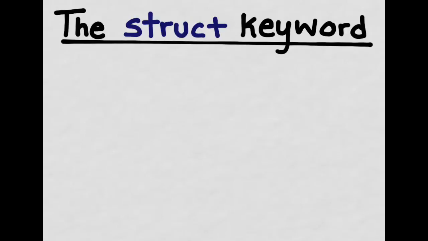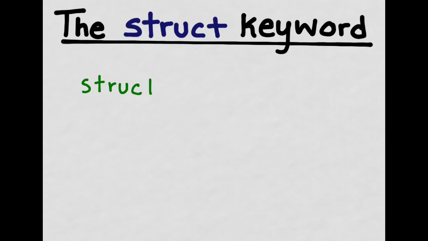In C++, there's something called the struct keyword, and in this video I'm going to show you how to use this keyword. So let's start. Say you want to make a struct. Well, the first thing to do is to write the word struct. So I'm going to go ahead and do that.